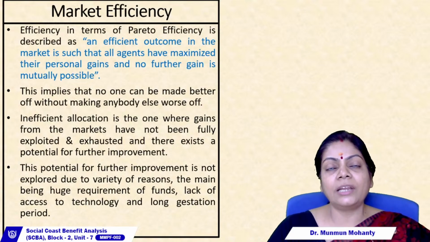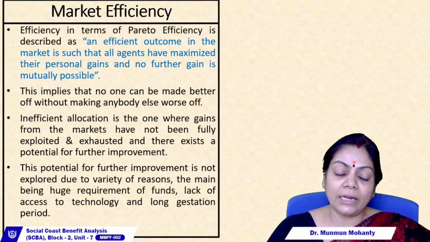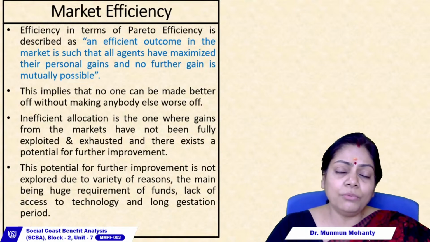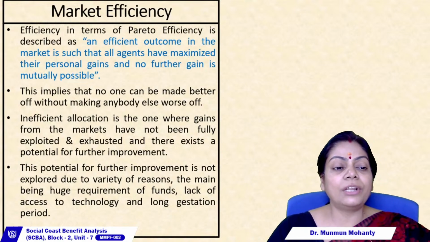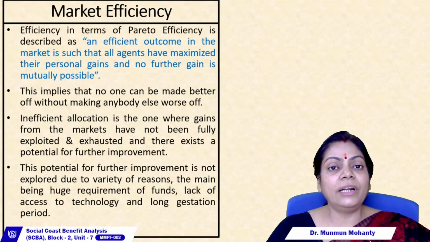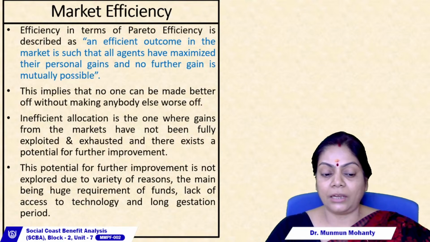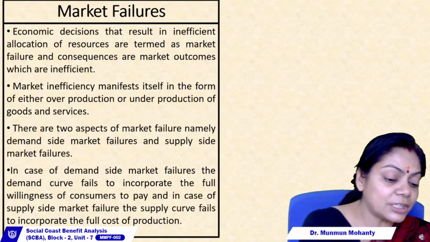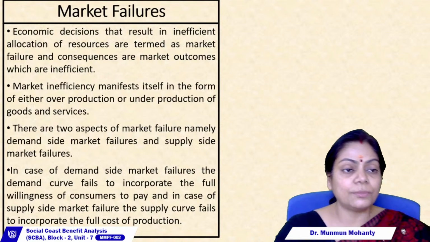So technically, we say that it is a long gestation period, and we don't have time for that. Based on these things, we usually fail to allocate the resources, leading to inefficient market allocation. Then, what are the events where we have these market failures?